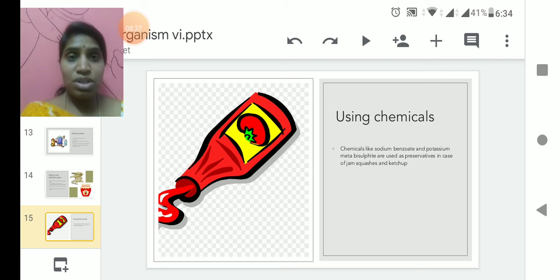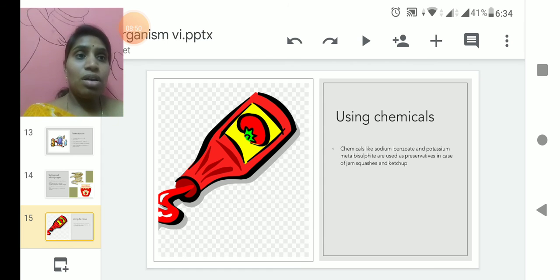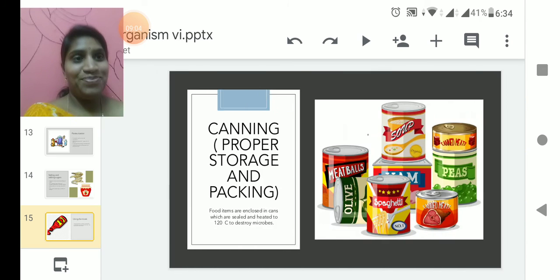Here the jams, jellies and the squash and the ketchups, these are also preserved by using chemicals. By using chemicals only we are preserving them. Like here sodium benzoate and potassium metabisulfite. These are the preservatives which are used to preserve squash, ketchup, jams, jellies and all, right?